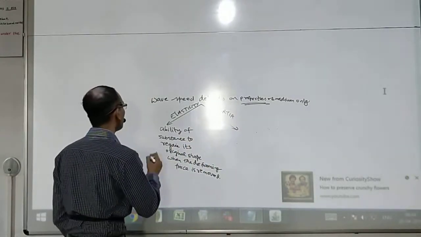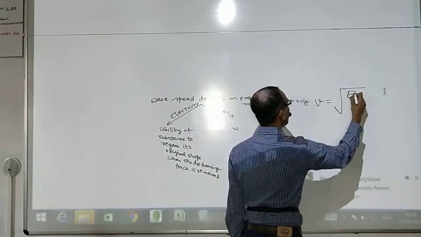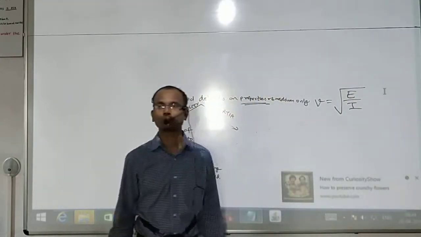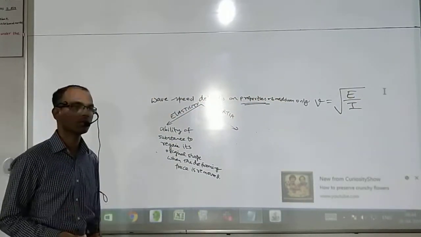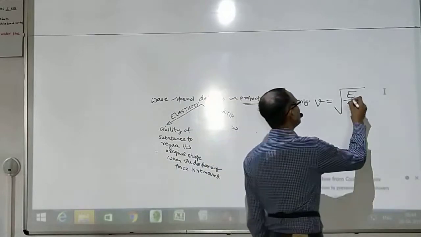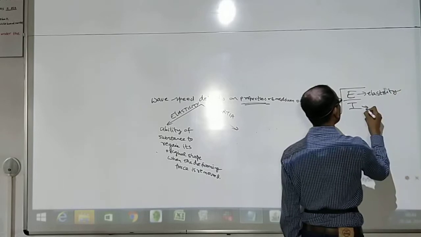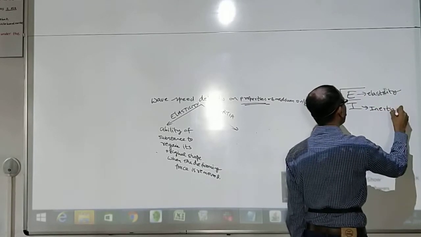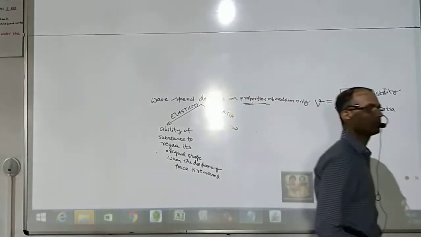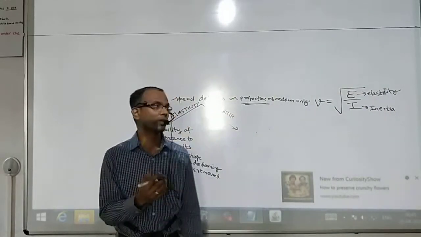So you can write down the formula also. Velocity is actually root of elasticity by inertia. So what's inertia? I'm coming one by one, I told you. Now I finished elasticity. So this is elasticity, and this is inertia. Inertia is basically the mass of the particle of the medium.